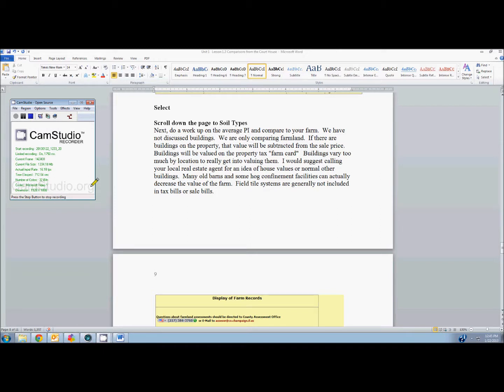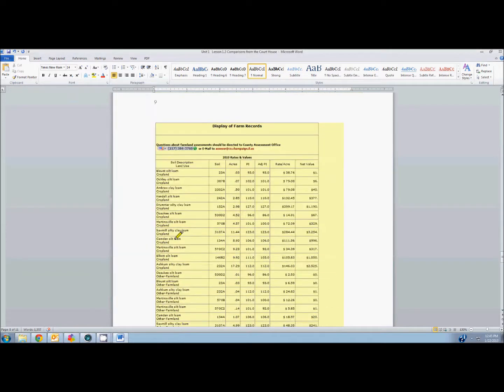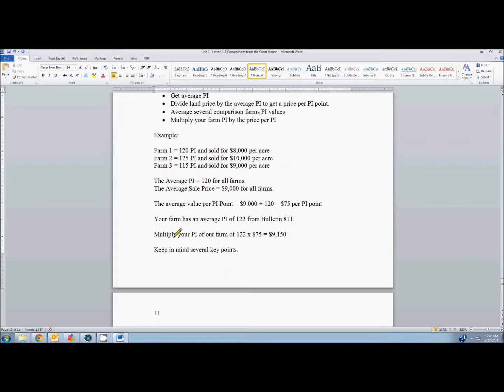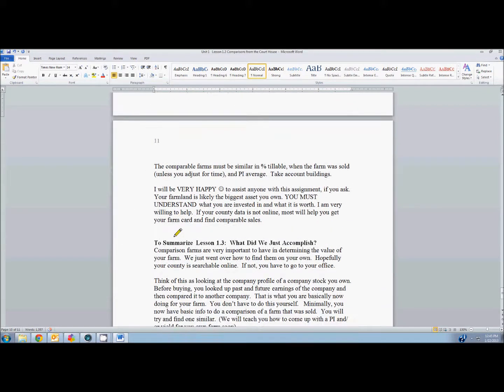Also keep in mind, most farms don't have very good records on what the tile records are, but they may have, or you may have that information as well. Old barns and some hog confinement facilities actually decrease the value of the farm because those have to be potentially removed or have expensive upkeep. And as I go back, make sure that the comparison farms are similar in percent tillable, average PI, and for time. You also need to take into account the buildings.